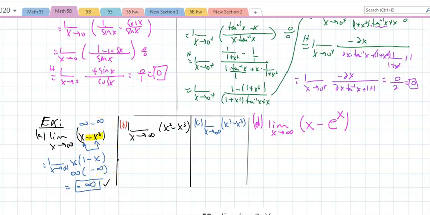What if I swap those? What if I made it x squared minus x or x minus x cubed? That's not what I meant. Let's go the other way around. Let's make this x squared minus x. Well, the same deal. This is infinity minus infinity. The way it works, I'll factor an x out.